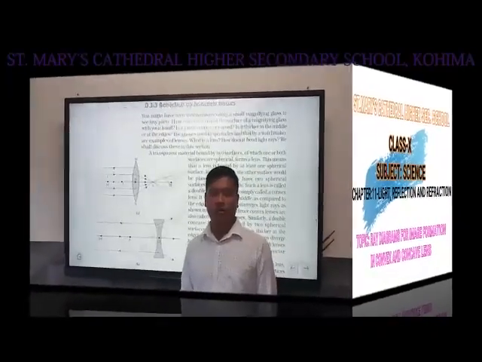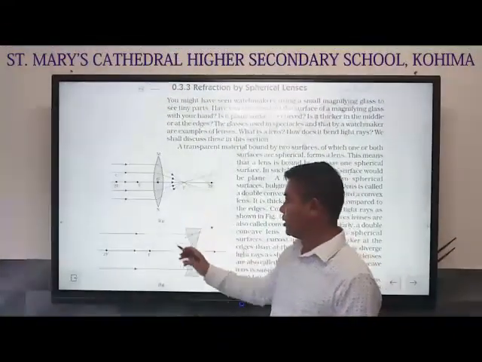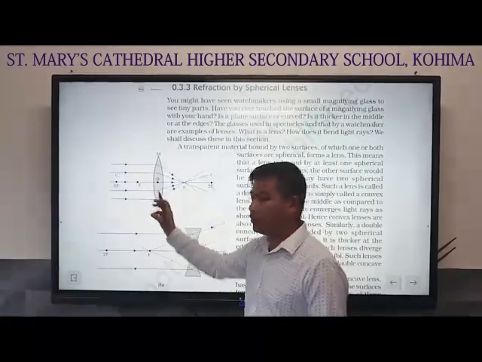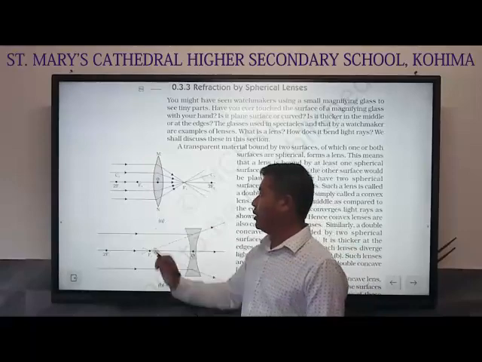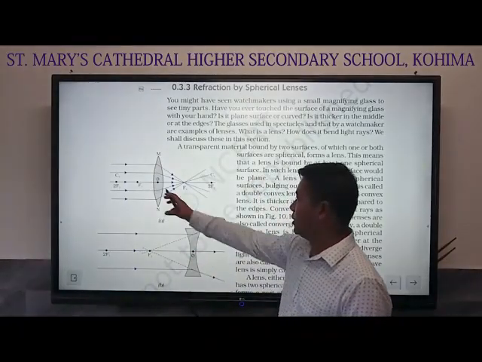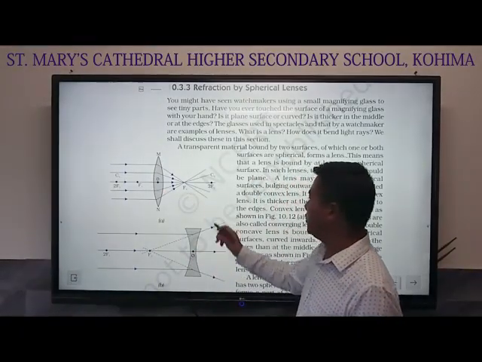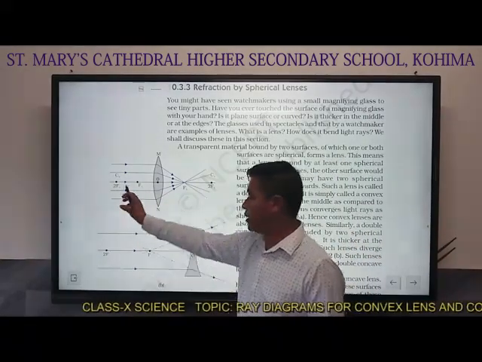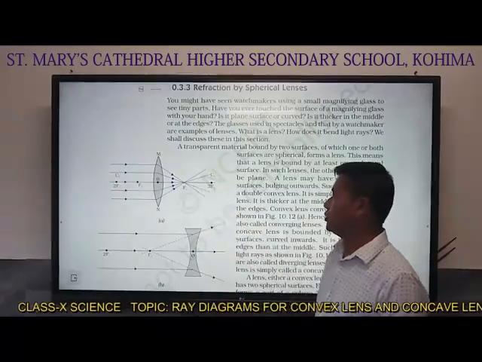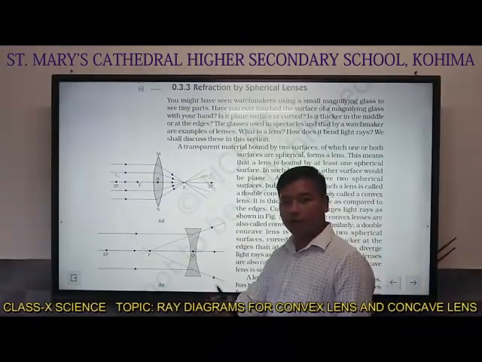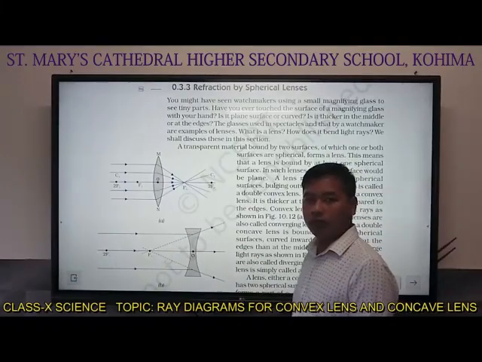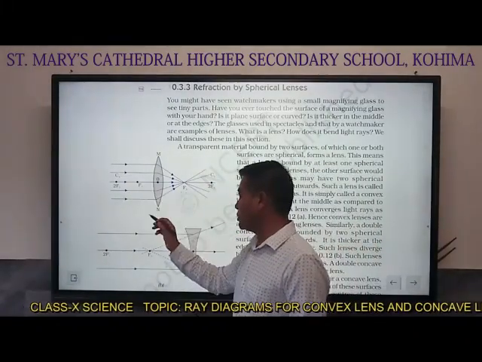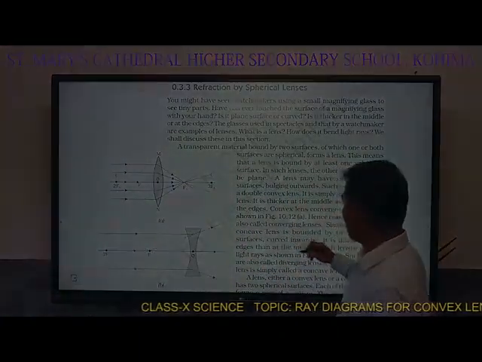In our previous classes, we have done the convex lens and concave lens, and we have discussed the focus, that we have two types of focus here, F1 and F2. They are called principal focus, and we have done with these two centers of curvature, C1, also represented by 2F1, and C2, represented by 2F2. Similarly, in case of concave lens, we have the same notations for the principal focus and the centers of curvature.